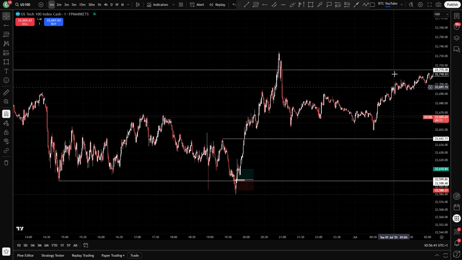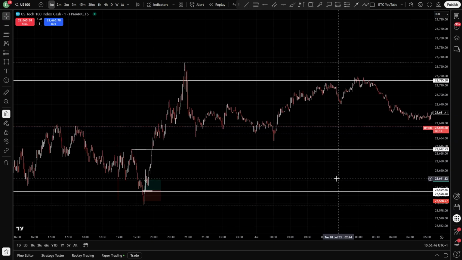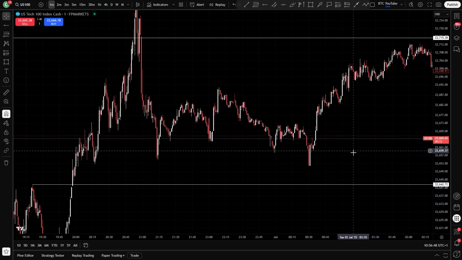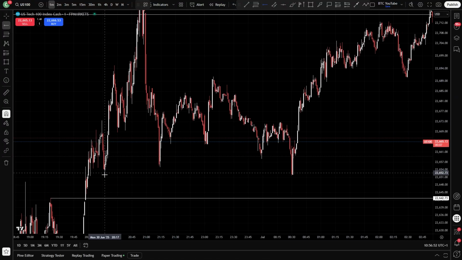Absolutely banger trade. Unbelievable way of trading. Really, really simple. You can see these happen all the damn time. There was actually one here as well. I mean, look at this. Just these trades happening all the time, guys.